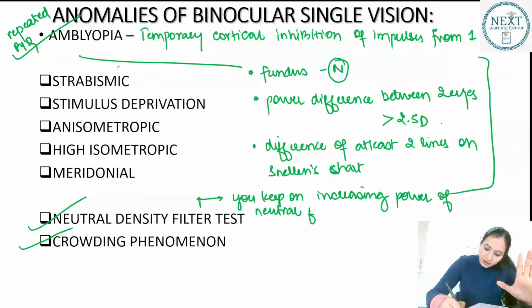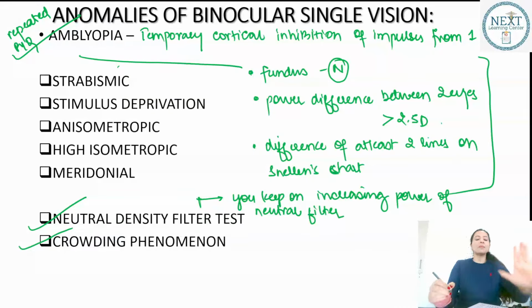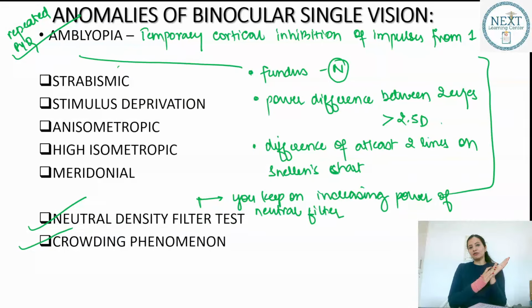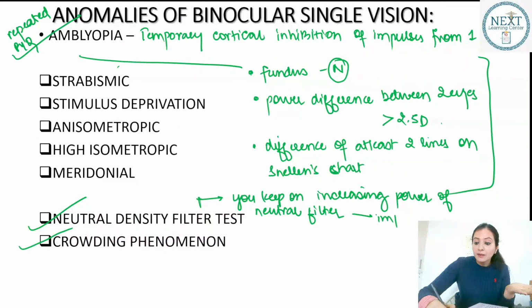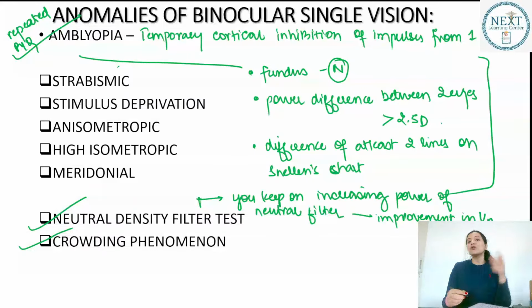So whenever you keep on increasing the power of neutral density filter in a patient of amblyopia, then amblyopia will improve. Okay, so there will be improvement in vision. So whenever this thing occurs, that means it is a case of amblyopia. Another thing is crowding phenomena.